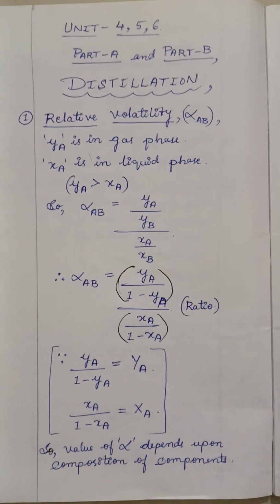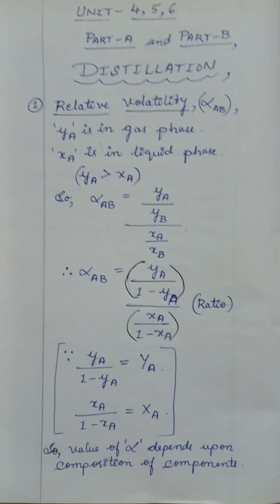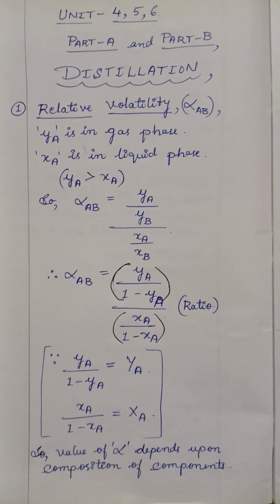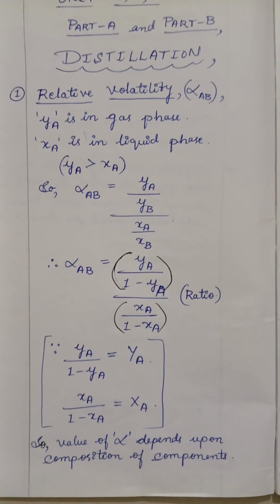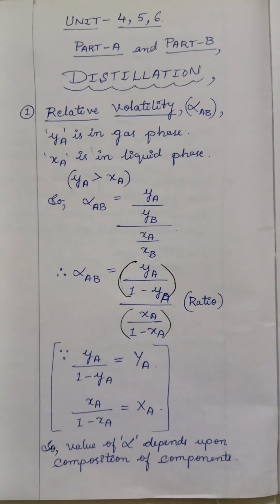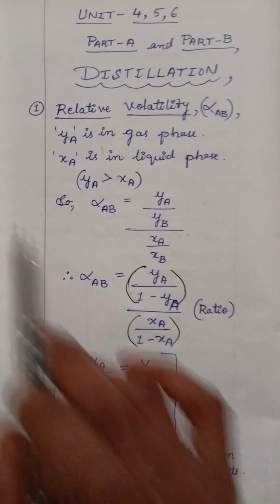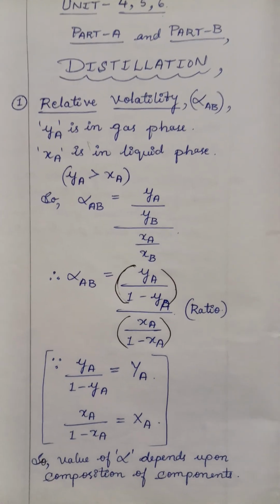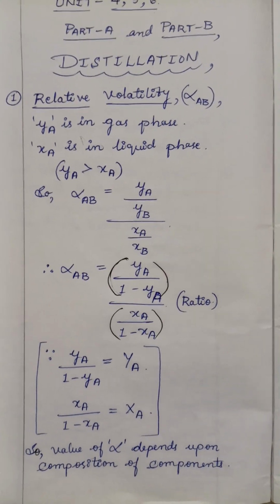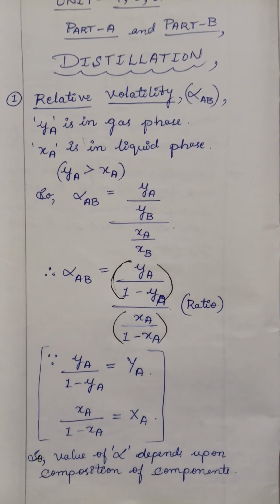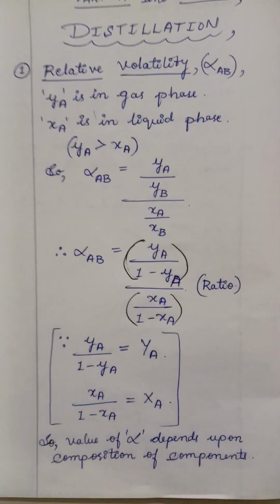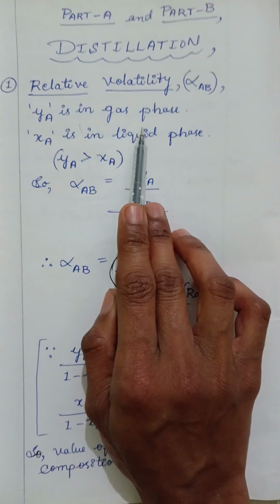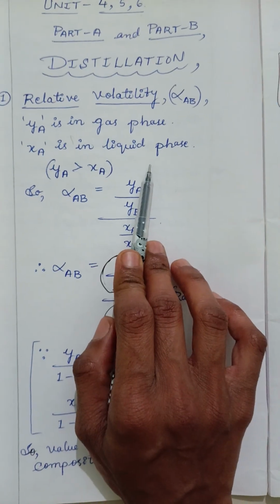That's all. We are using one more term here called relative, meaning we are taking some reference and considering what type of fluid will evaporate easily compared to the reference fluid. That's why we use the term relative volatility, given by the symbol alpha, also represented as alpha AB. A and B are the two components which we are going to separate. Y and X are all mole fractions. Y is for the gas phase and X is for the liquid phase.